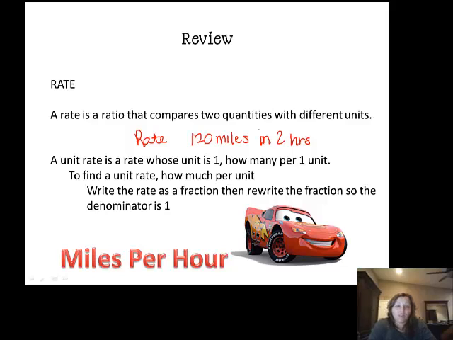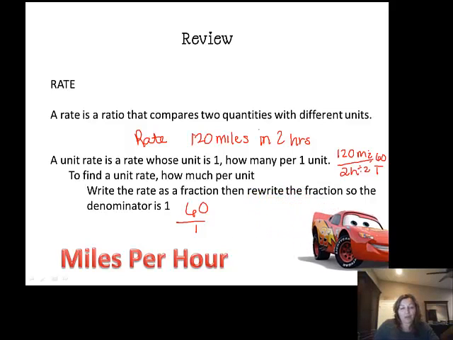To find a unit rate, or how much per unit, remember we write the rate as a fraction. So we'd have 120 miles over 2 hours. And then we want to rewrite the fraction so the denominator is 1. How do we get that to 1? We're going to divide by 2, which means we divide this by 2 and we get 60. So in this case, we have 60 miles that we're traveling in 1 hour, or per hour, which gives us our unit rate.